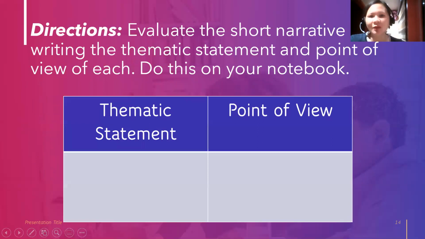So right now, let's do this one. Evaluate the short story narrative by writing the thematic statement and point of view of each. Do this in your notebook. So we have here the thematic statement. It must be a statement, not a concept, and then the point of view.